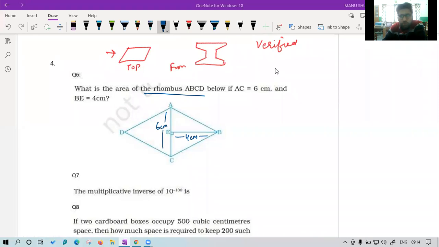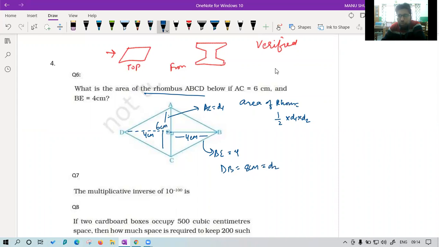Sir, as we know, area of rhombus is half into diagonal 1 into diagonal 2. We will consider AC as diagonal 1. BE is 4, then DE is also 4, and DB. If we join this, we know that diagonals of a rhombus bisect each other. So this is also 4 centimeter. To complete, DB will become 8. Okay, very good. So we just put the values now. Half into 6 into 8, and the answer is 24 centimeter square. That's it.